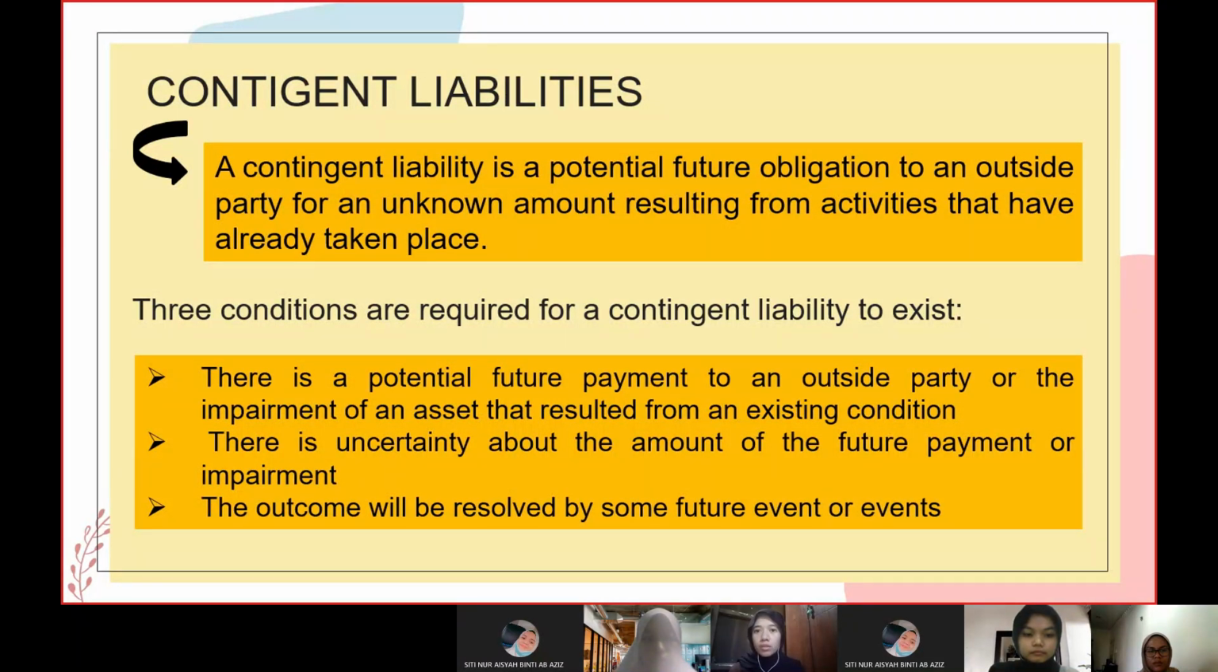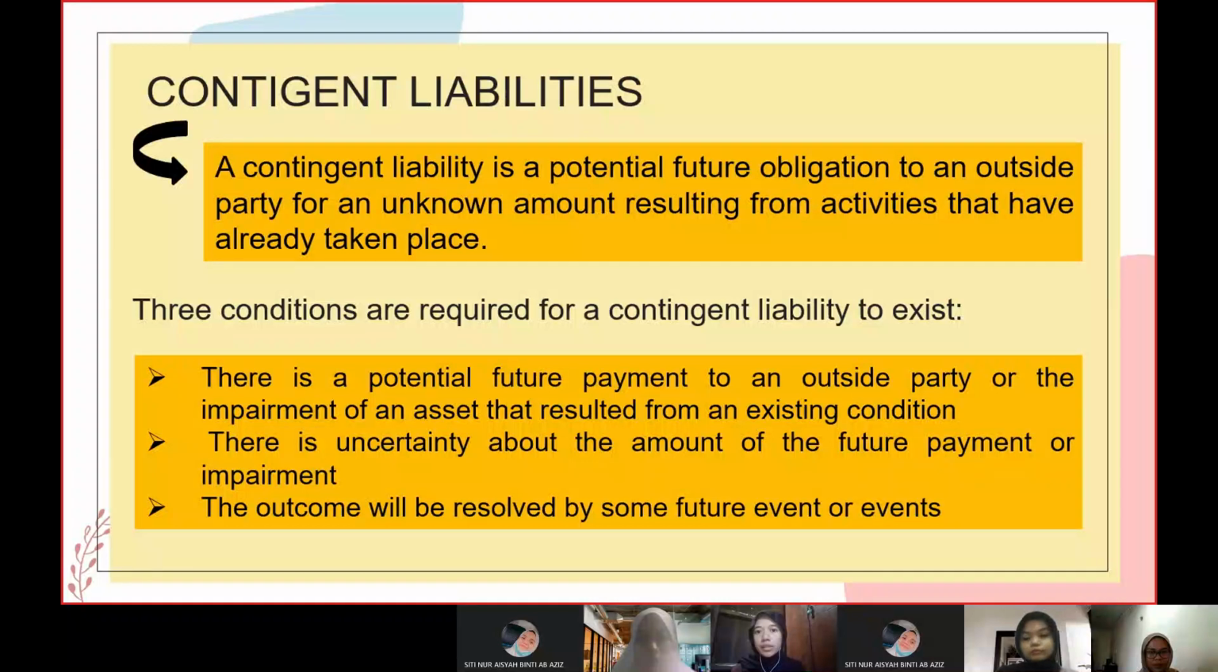First of all, we need to know what a contingent liability is. A contingent liability is a potential future obligation to an outside party for an unknown amount, which is we don't know where the amount will appear from, resulting from activities that have already taken place.